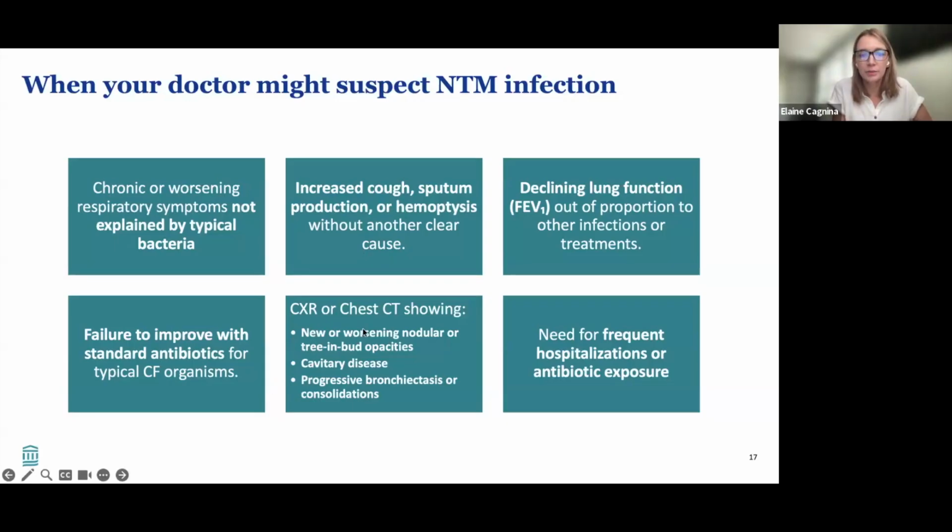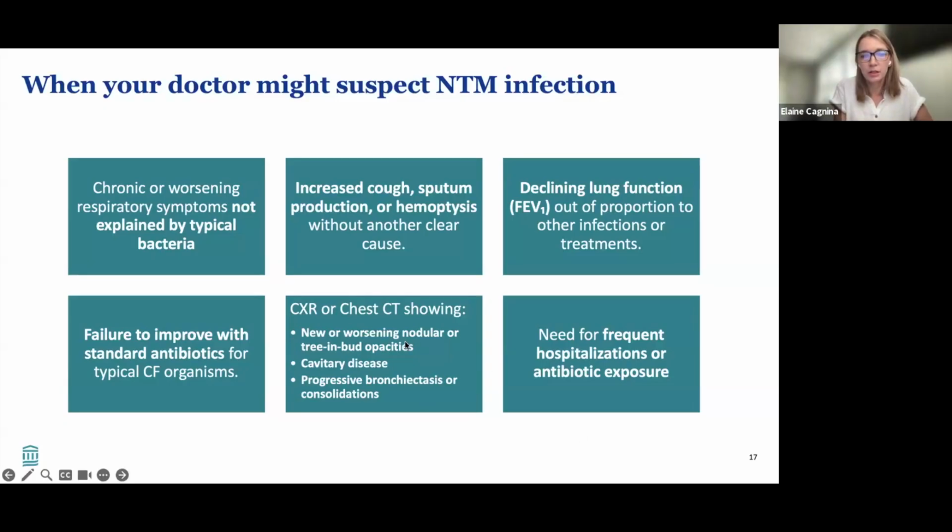And then we rely a lot on changes in imaging. Most people with cystic fibrosis will have bronchiectasis or tree-and-bud opacities or mucus plugging, which all can be hallmarks of NTM infection. So we look for progressive changes on CT. Once you have a positive sputum, you'll probably be asked to get a chest CT, looking to see if there are any new changes.